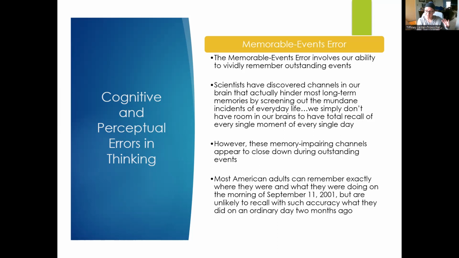Now this is not the same as how time can distort our memory. This is why we have memories of those events. Why did we remember the Challenger explosion in the first place, right? Because it was a memorable event. So our brain actually has this mechanism that filters out all of the mundane, everyday details of our lives.